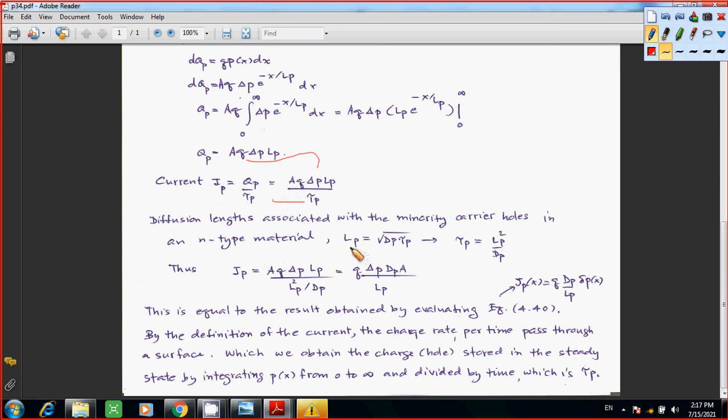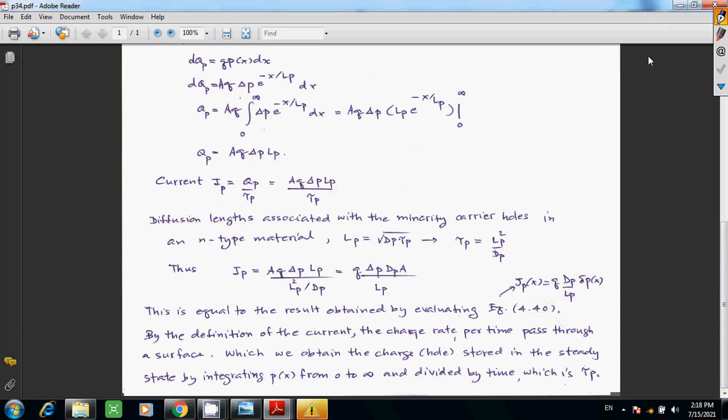And you also use the relation for the diffusion length Lp equal to the square root of Dp tau p, then your tau p equals Lp squared over Dp. You simply plug in your tau p in this equation. You end up with Ip equal to q delta p Dp A over Lp, the same as what you derived from equation 4.40. Okay.